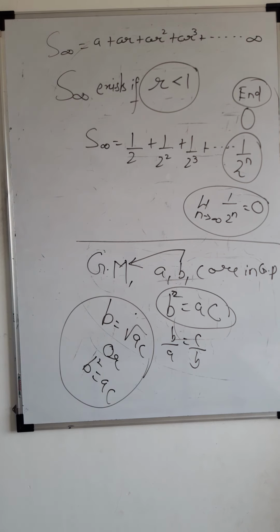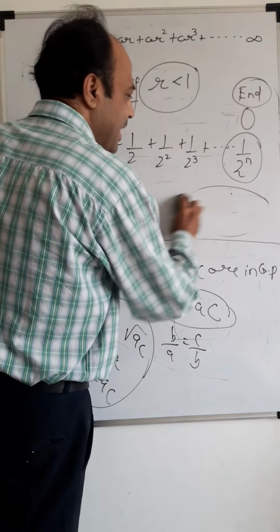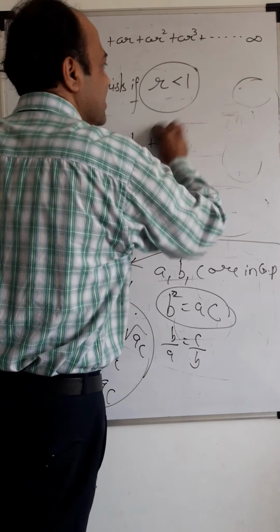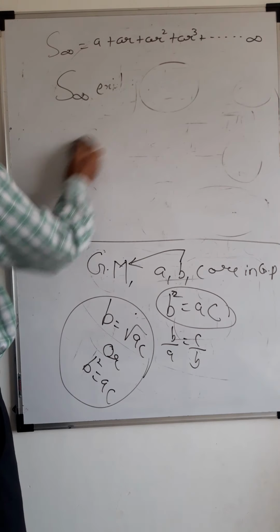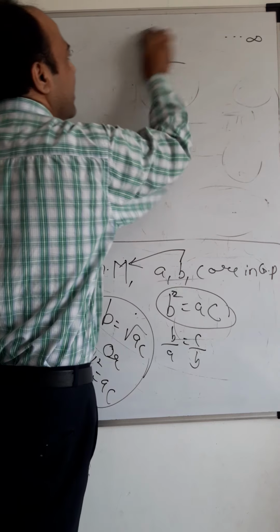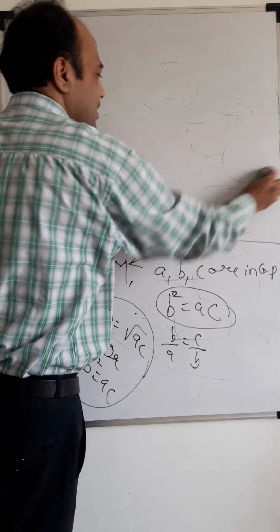Fine. So we came to know about GP: Tn, Sn, S infinity and geometric mean. Now between AM and GM we have one relationship. The relationship is that AM is greater than GM.